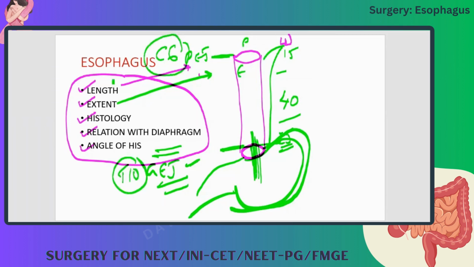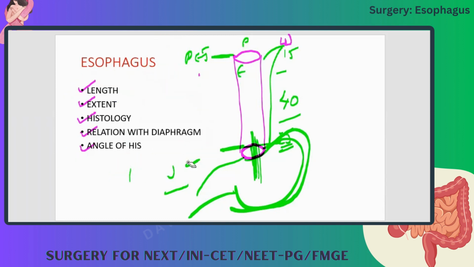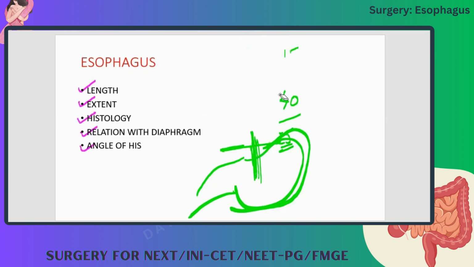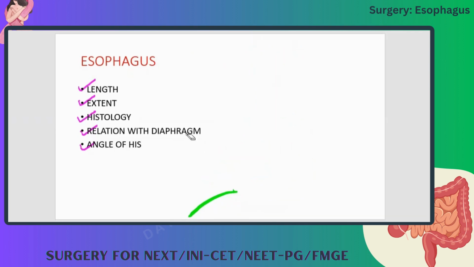What is this C6 and what is this T10? Cervical vertebra 6, and this is the thoracic vertebra. Okay, at that level it is there, C6 to T10. Again, I'll show it.